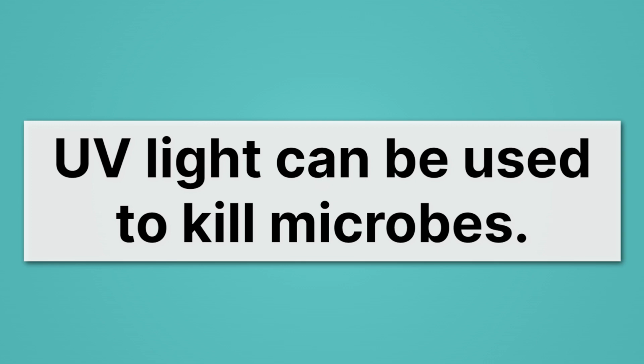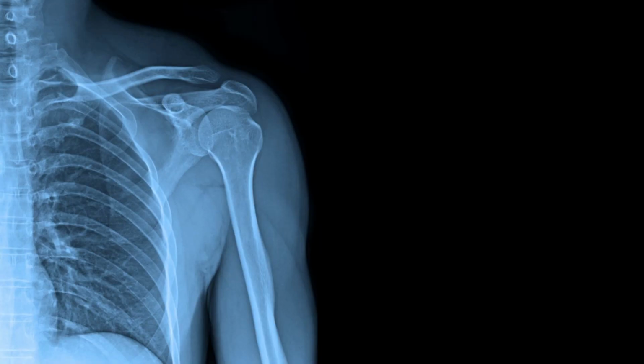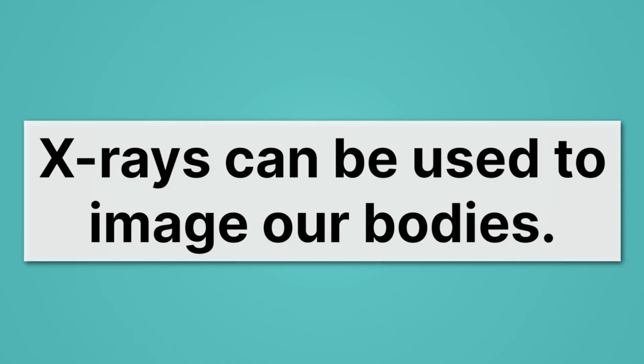Okay, after ultraviolet comes X-rays. X-rays are even higher in energy than ultraviolet light. Of course, we're most familiar with X-rays because they can image our body. And that's because they pass through our soft tissue pretty well, but don't pass through our bones as well. And so we can take nice pictures of those bones. As you know, X-rays can be used to image our bodies.